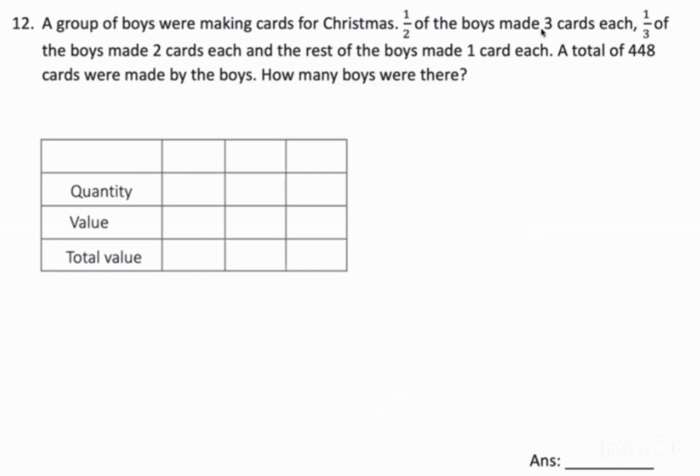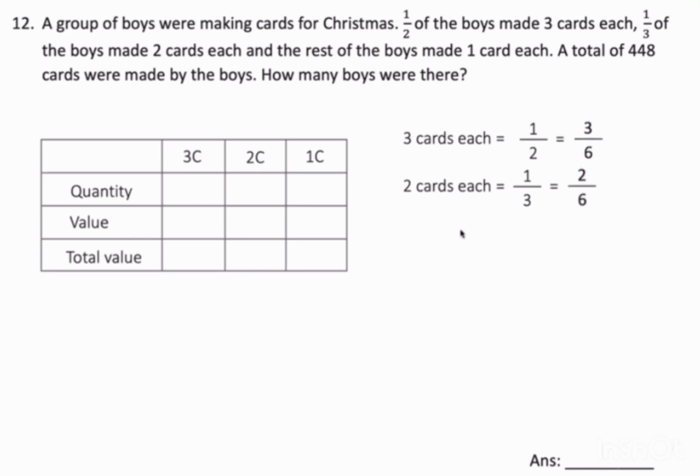The boys that make 3 cards each, and the boys that make 2 cards each, and the boys that make 1 card each. For boys who make 3 cards, half of them, 2 cards is 1/3, and the rest make 1 card. The rest is what? 1 whole minus half and minus 1/3. So let's make the denominator the same. Let's make it 6.